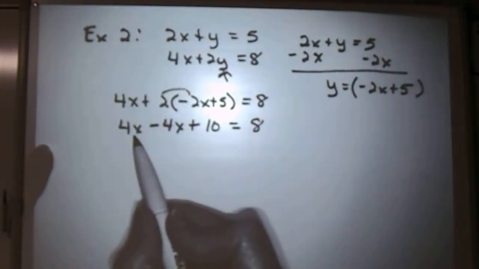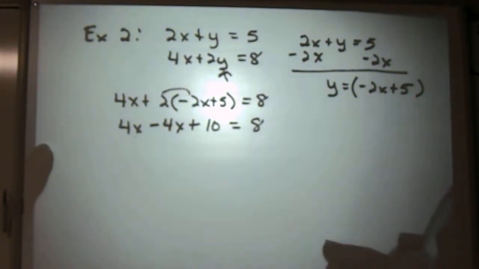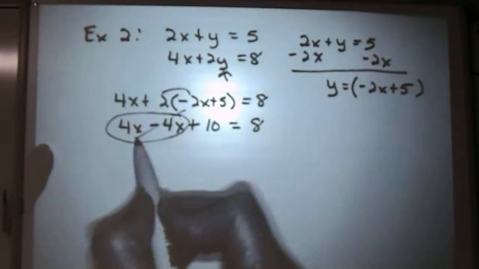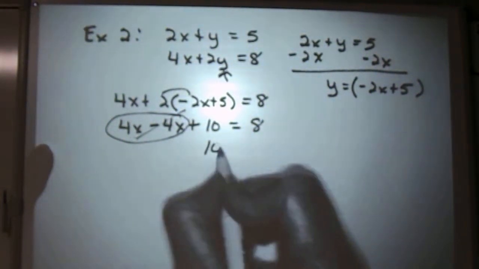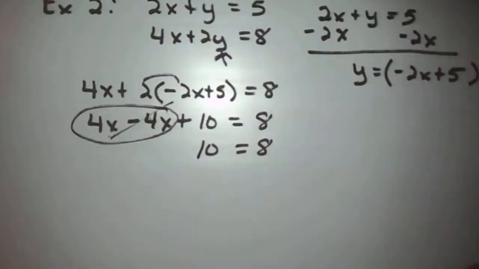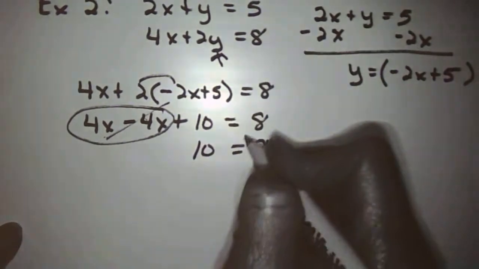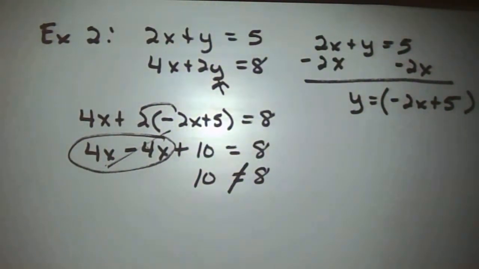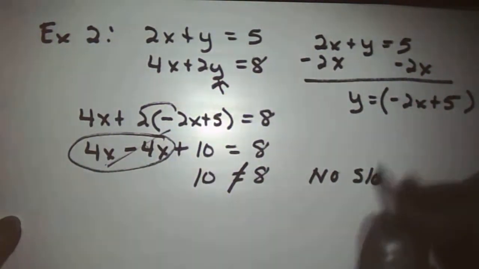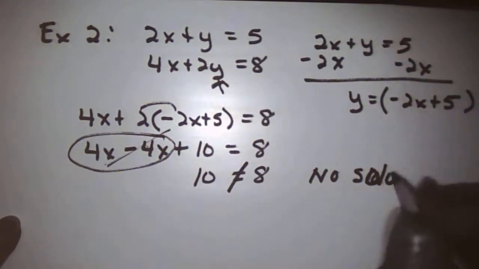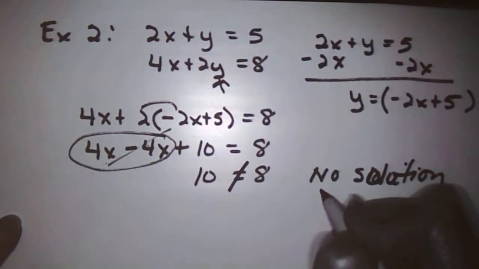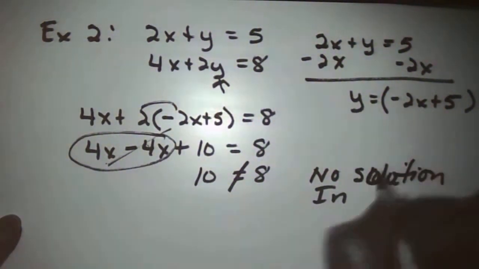Now, what do you notice about the 4x minus 4x? They add up to 0, don't they? You end up with 10 equals 8. Now, ask yourself, does 10 equal 8? No, it does not. It does not equal 8, never will. So we say this is a no solution. And we call this an inconsistent system.